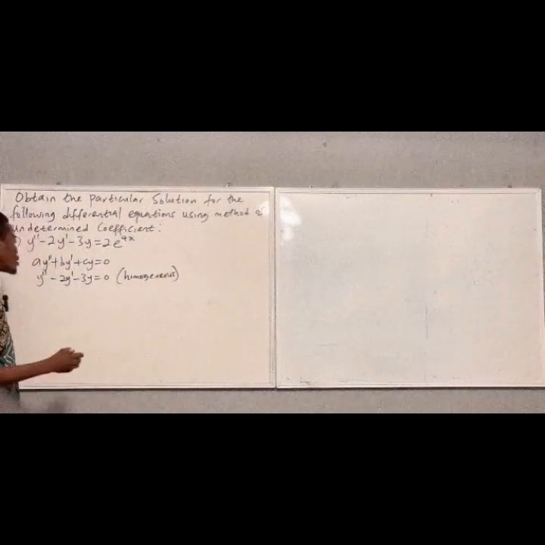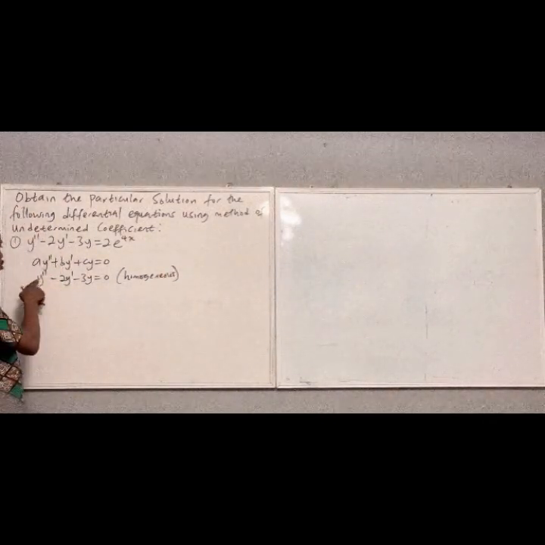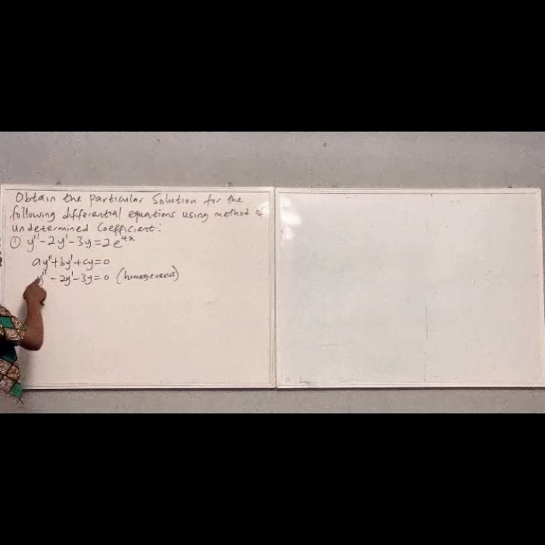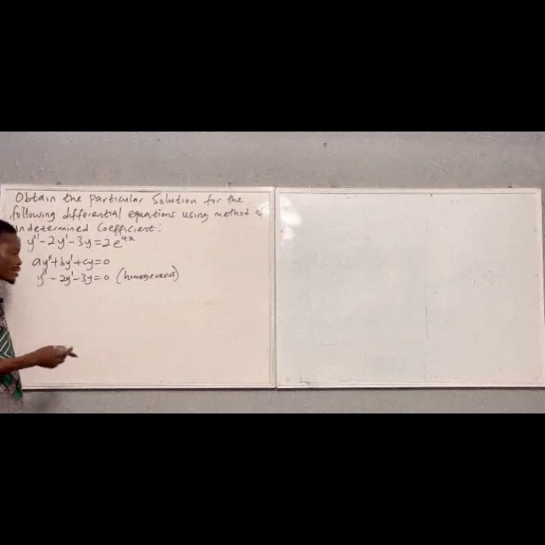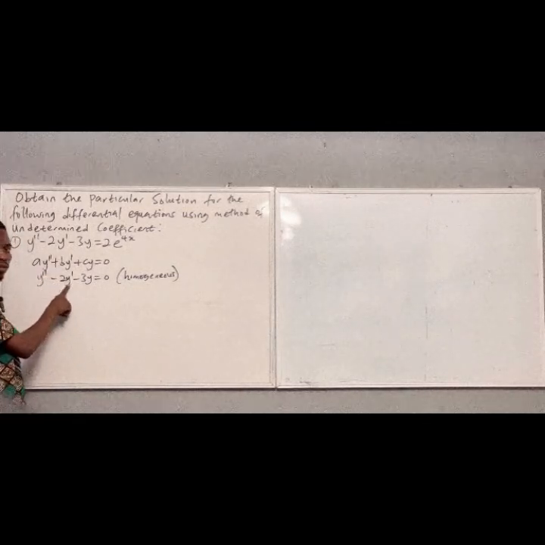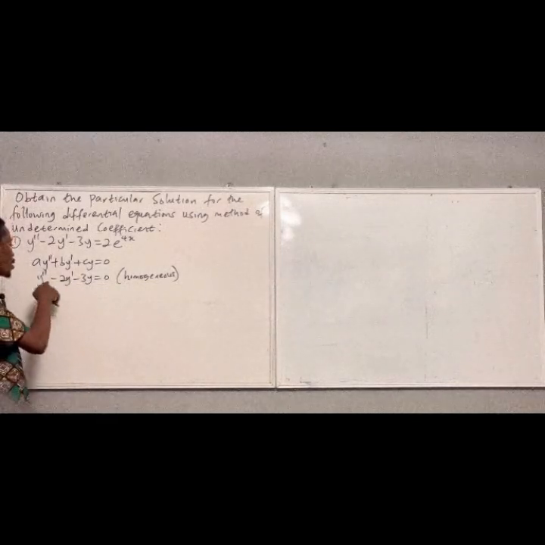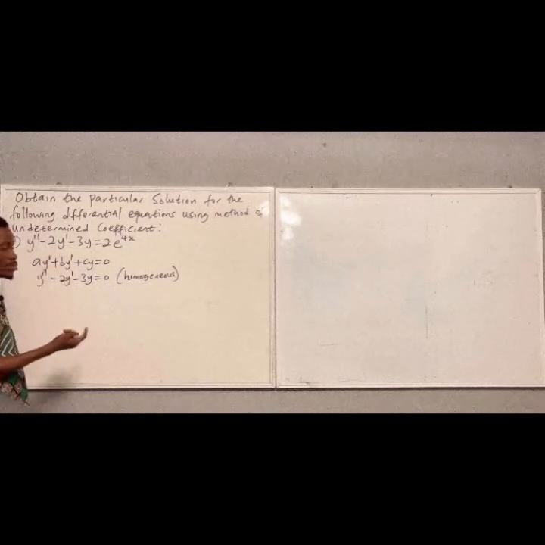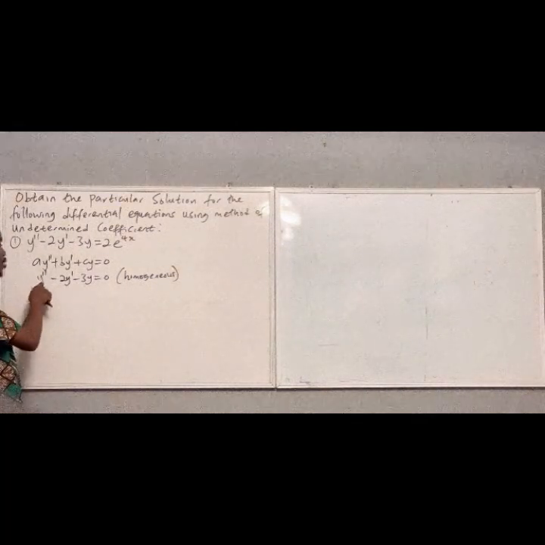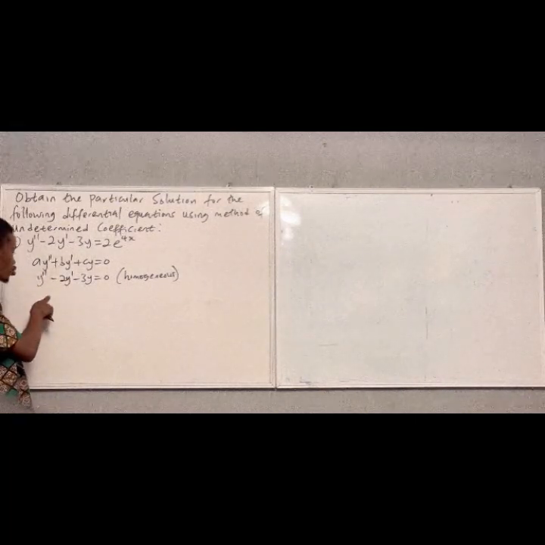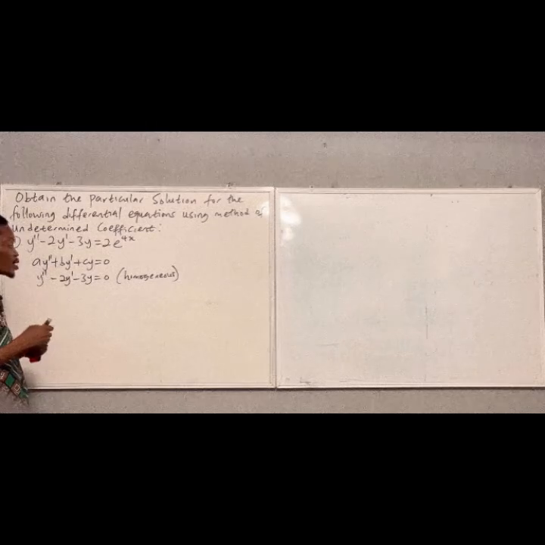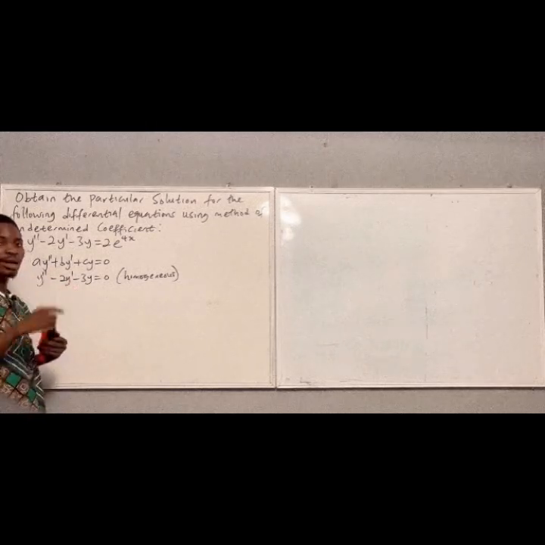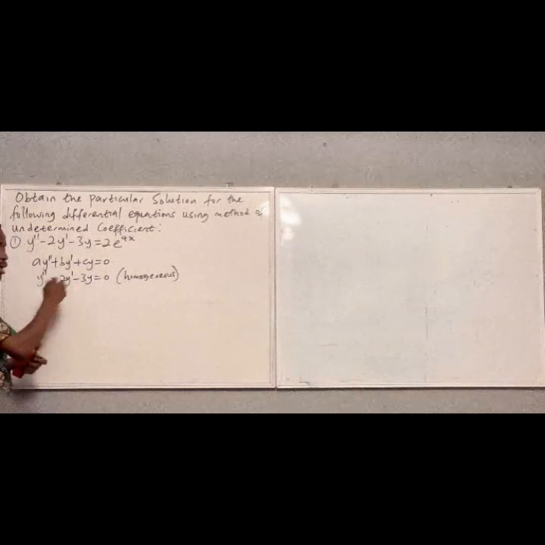So what are we going to do next? Remember that y double prime is the second derivative, and y prime is the first derivative. Our second derivative takes m to the power of 2, our first derivative takes m, while our y here takes 1. So whenever I see y double prime, I'll make it m squared. Whenever I see y prime, I'll make it m. And whenever I see y, I'll make it 1.